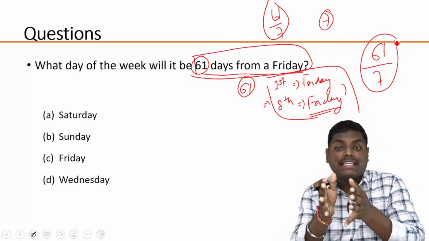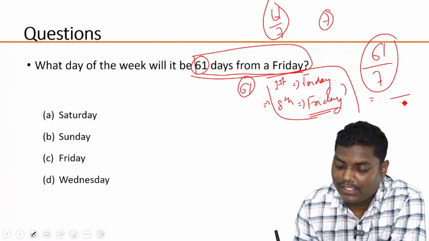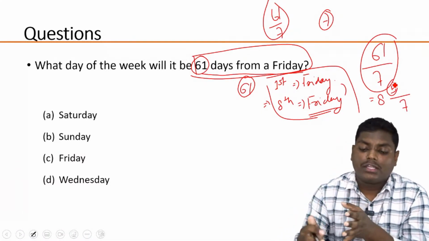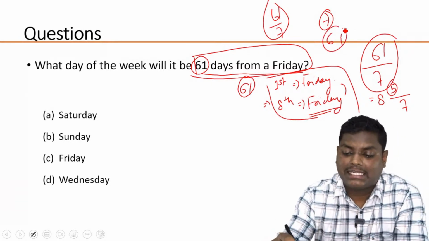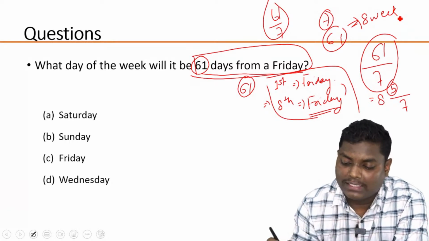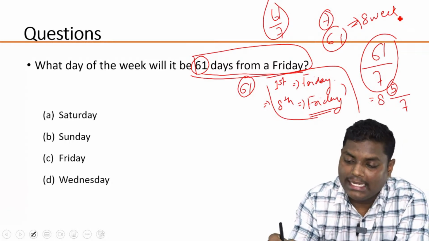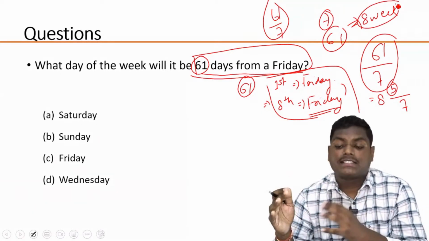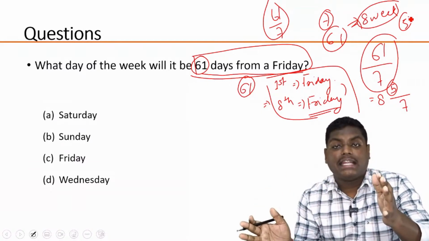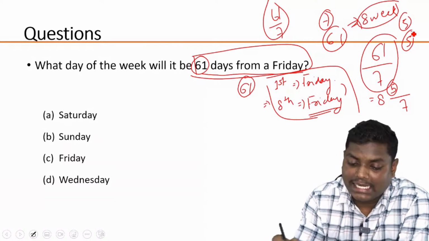In this way, we'll see how many brackets of 7 it contains. If you divide by 7, 7 8s are 56, so 5 is the remainder. So if we divide 61, we'll be getting exactly 8 weeks. 8 weeks are 56 and 5 days extra. So for the 8 weeks starting from Friday, we'll be getting the exact Friday on the 8th week end day. So these 5 days are extra to it.